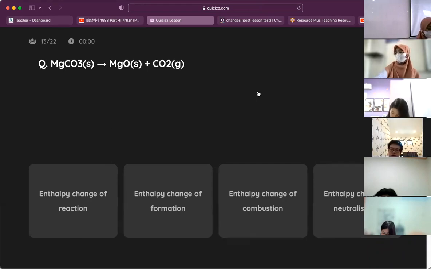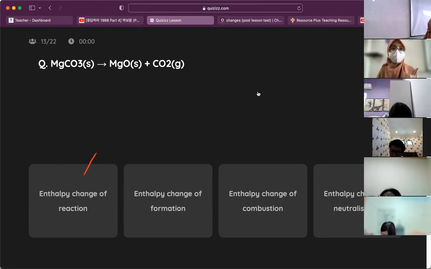Okay, so magnesium carbonate, standard state is solid, right? Magnesium oxide is solid. Carbon dioxide is gaseous. According to the definition of enthalpy change of combustion, is it combustion? No, it's not combustion. No oxygen. If it's combustion, substance plus oxygen, it will produce carbon dioxide and water. It's producing carbon dioxide, but there is no oxygen in the reactant, right? So it is not combustion. It is also not formation. So it must be enthalpy change of reaction.